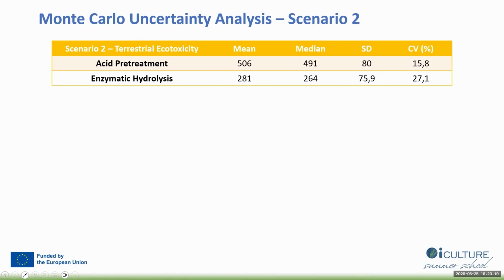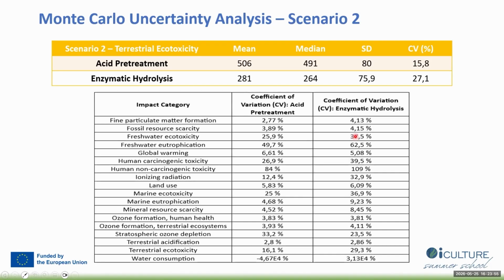Looking at the coefficient of variation, CV, for the pretreatment stage, the CV was 15.8%, which indicates good stability and consistency in our results. However, for the hydrolysis stage, the CV increases to 27.1%. This higher fluctuation is primarily attributed to the high sensitivity of enzymes to operation parameters such as pH, temperature, and dosage. We also observed high variability in specific impact categories.